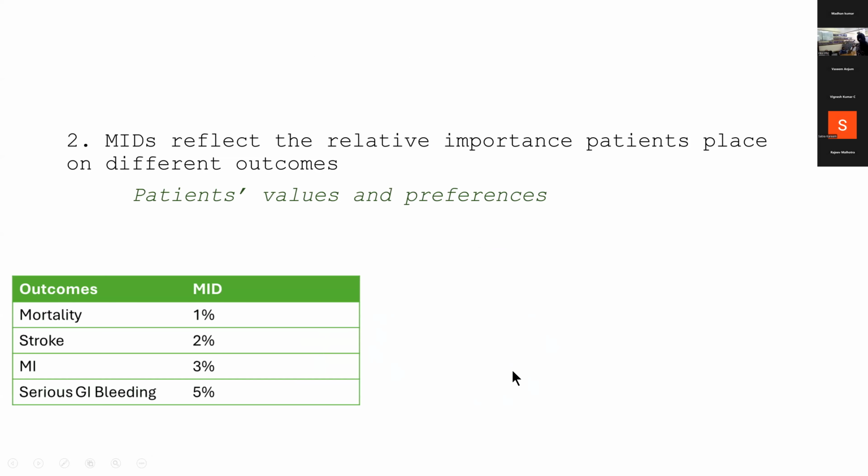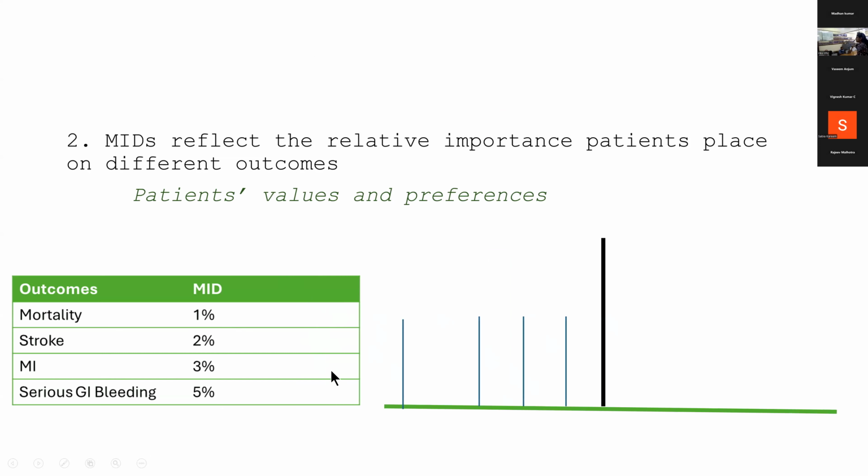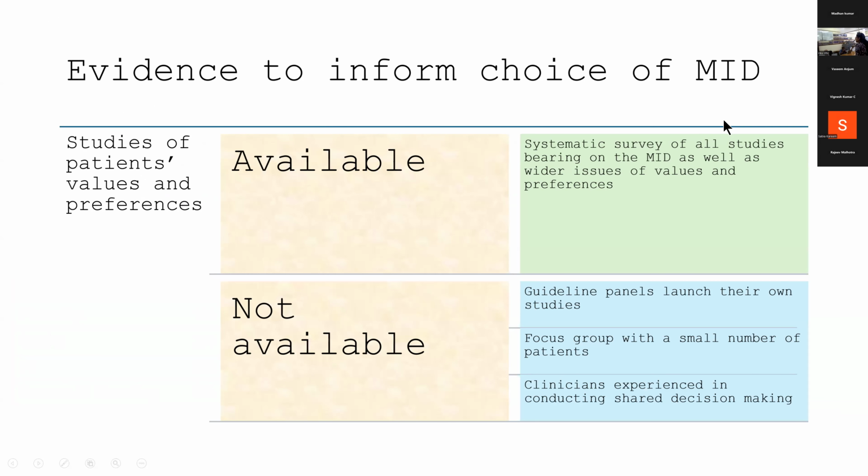The next important use of an MID is it actually tells you the importance that you have placed on the outcomes. For example, mortality, if I take 1% MID, stroke I have taken 2% MID, for MI I have taken 3% MID, and for GI bleed I have taken 5% MID. That means I consider mortality to be 5 times more important than my bleeding risk. So for mortality here, if my point estimate was 3%, it's a significant effect in terms of mortality. But if I'm taking it as a GI bleed, it's not at all significant. It's not important.